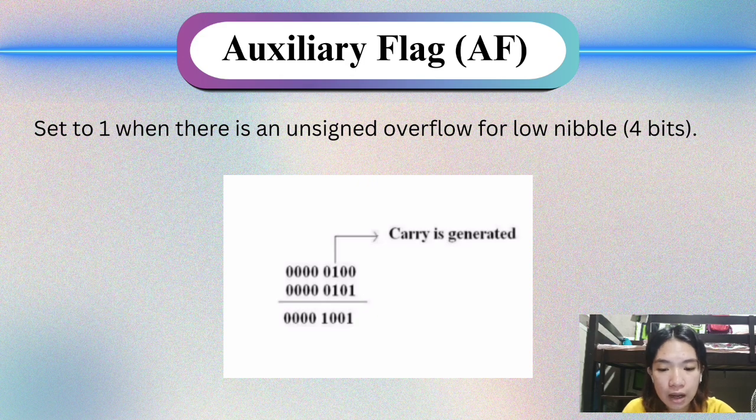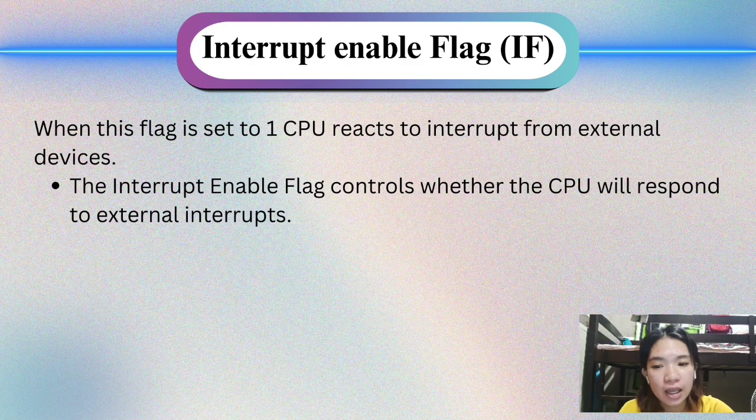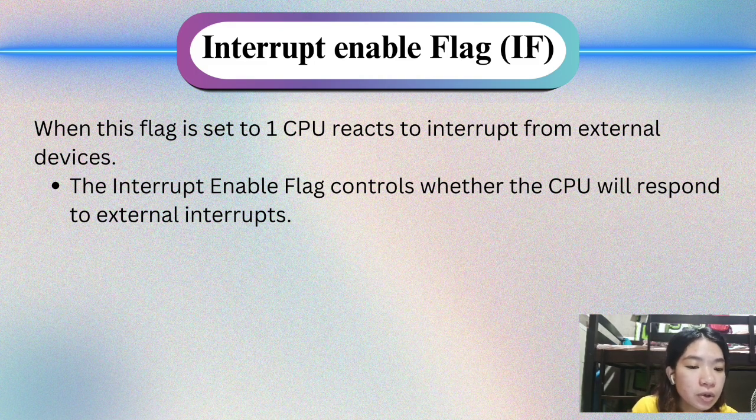Next we have the interrupt enable flag. When this flag is set to 1, the CPU reacts to interrupts from external devices. The interrupt enable flag controls whether or not the CPU will respond to external interrupts. Its purpose is, if the interrupt flag is set to 1, the CPU can respond to interrupts from hardware devices like keyboard, mouse, etc.